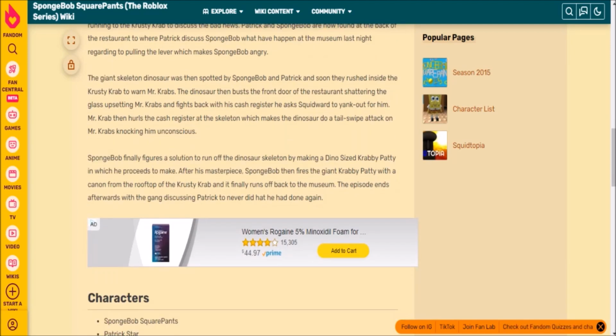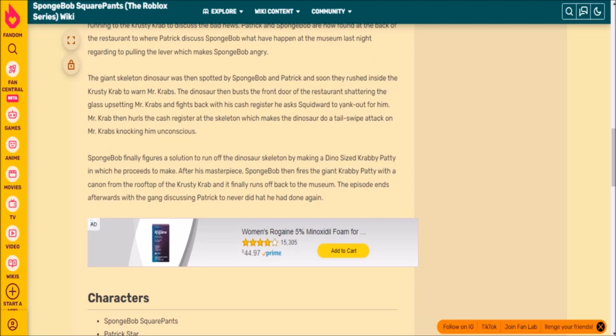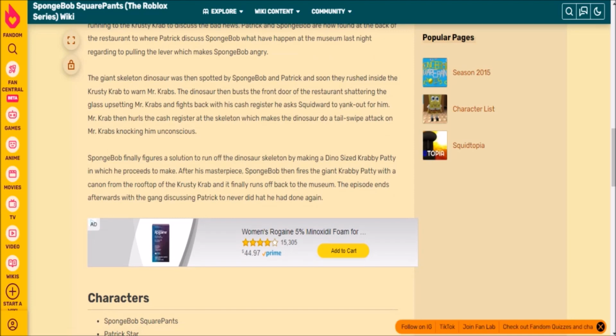SpongeBob finally figures out a solution to run off the dinosaur skeleton by making a dino-sized Krabby Patty, which he proceeds to make. After his masterpiece, SpongeBob then fires the giant Krabby Patty with a cannon from the rooftop of the Krusty Krab, and it finally runs off back to the museum. The episode ends afterwards with the gang discussing with Patrick that he must never do that again.